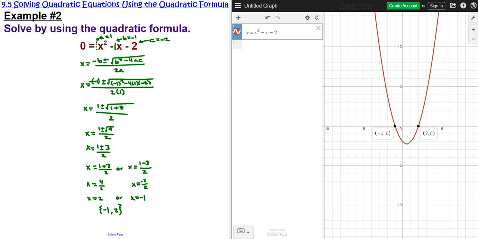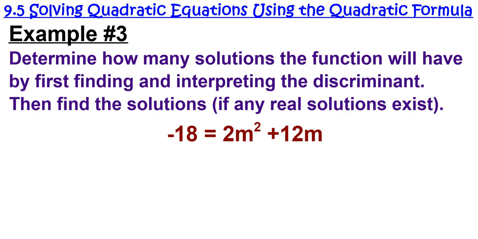Determine how many solutions the function will have by first finding and interpreting the discriminant. Again, the discriminant is b squared minus 4ac. So let's find the discriminant, b squared minus 4ac. That's the radicand of the quadratic formula, the piece underneath the radical, underneath the square root symbol.